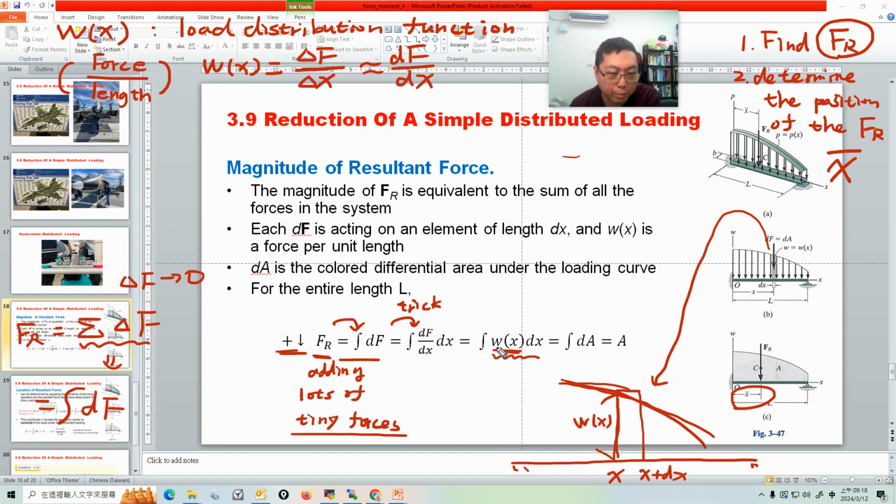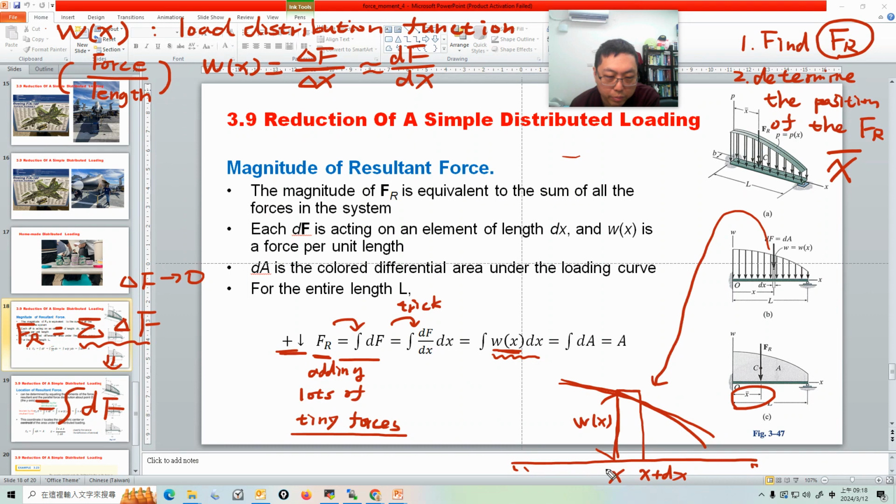Okay, so what is w(x) times dx? Actually, dx is the width. Let me erase this. Actually, dx is here. Can you see that? This is dx. Did you figure this out?